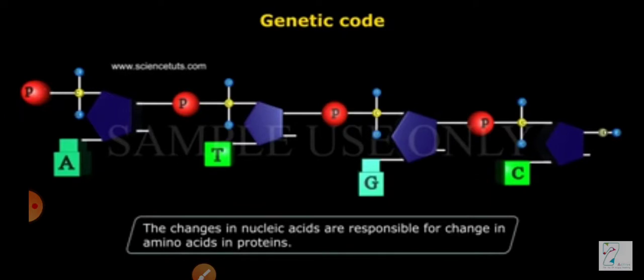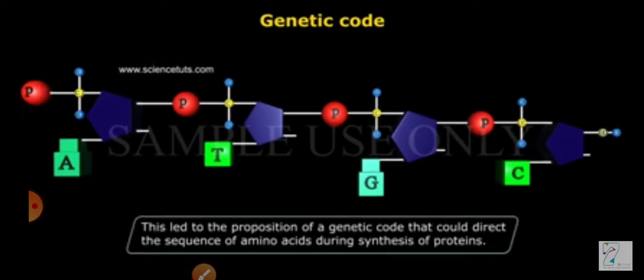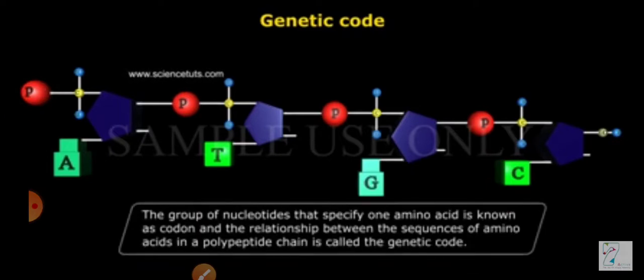The changes in the nucleic acids are responsible for the change in the amino acids in the protein which is to be translated. This led to the proposition of the genetic code that could direct the sequence of amino acids during the synthesis of protein. So the group of nucleotides that specify one amino acid is a codon, and the relationship between the nucleotides and the amino acids in a polypeptide is what is referred to as the genetic code.